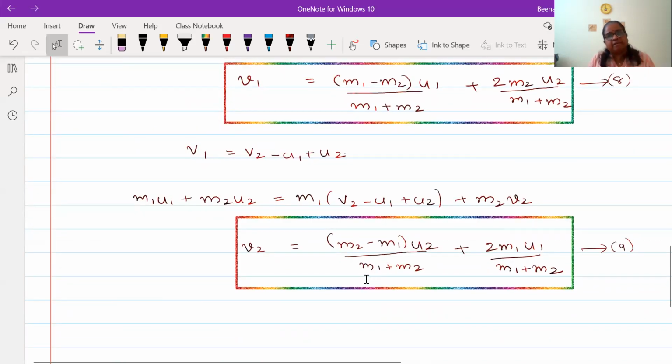Now one more part remains, that is the special cases. That is, under certain conditions, what will be the values of the velocities. That we will do in the next video.